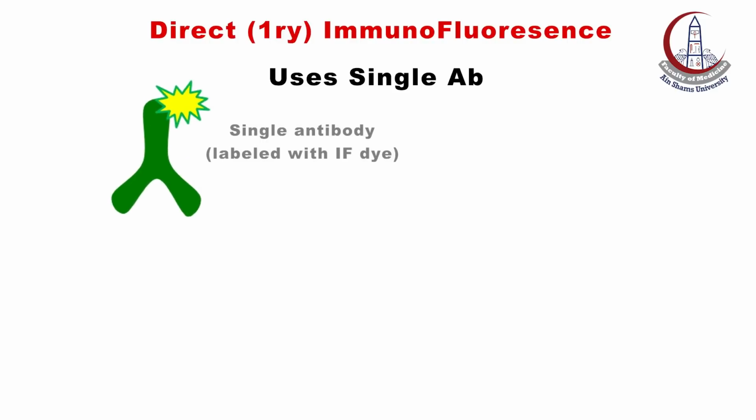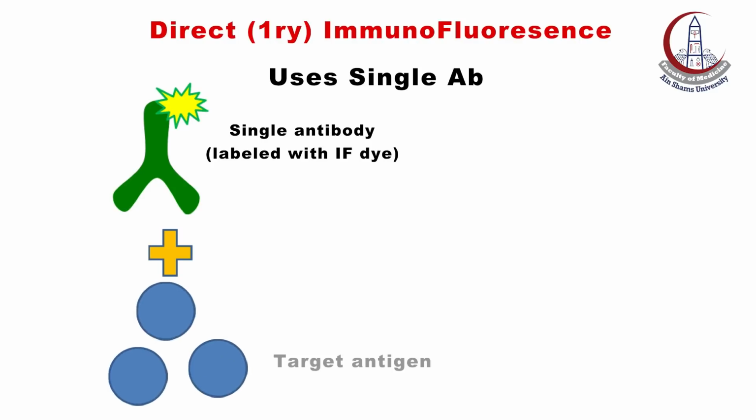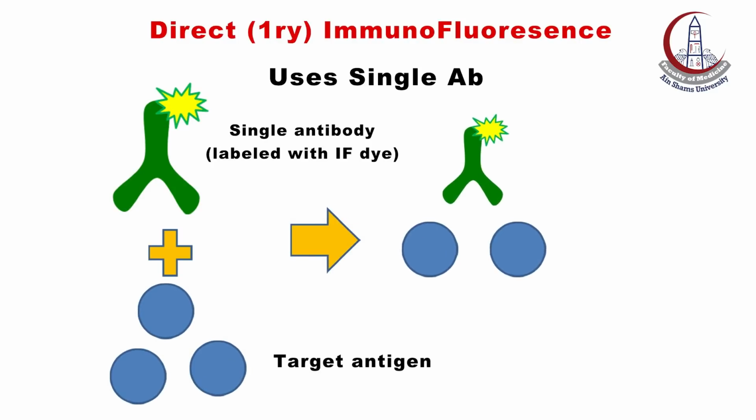In primary or direct immunofluorescence, a single antibody is chemically labeled with an immunofluorescent dye. This antibody recognizes the target antigen and binds to it. The dye can be detected by ultraviolet microscope. It is used to detect antigens.